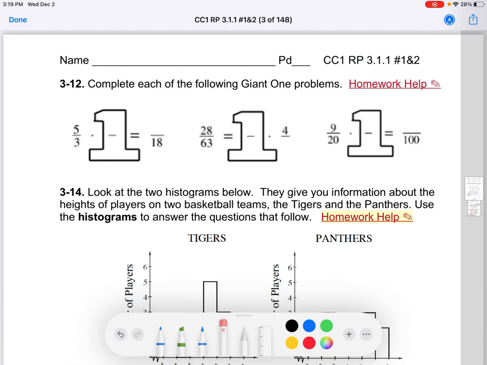All right, quick video on 3-12. 3-12 here. Gonna move in. So basically, we're gonna complete each of the following giant 1 problems.